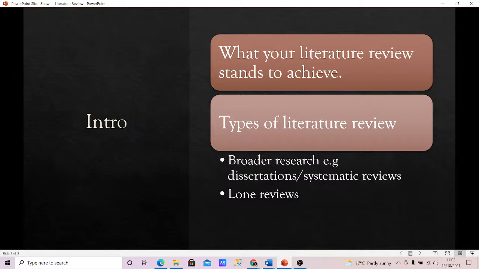So what the literature review stands to achieve is it wants you to tell us how you came about your rationale, how you came about the justification for carrying out that particular research.